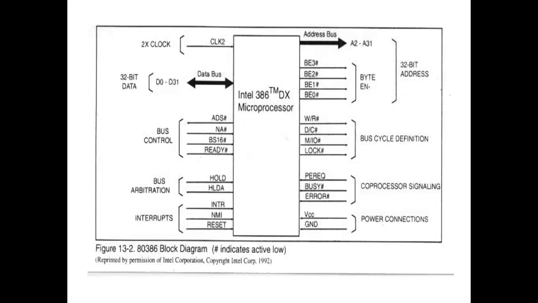As shown in the figure, the byte enable signals are there, bus cycle definition signals are there, coprocessor signals are there, power connections are there, bus arbitration signals are there, interrupts are there, and bus control. So all the pin lines are connected here with a data bus of 32 bits. The address bus is of 30 bits. A0 and A1 are not used here. So the clock is of 2 times.